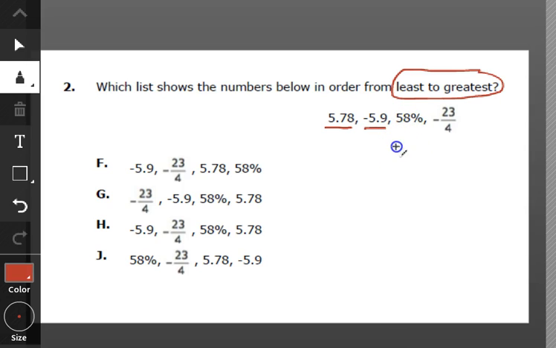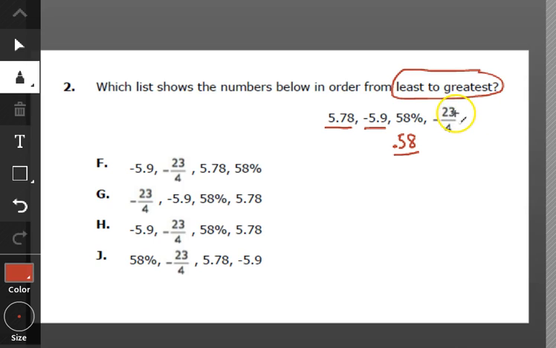58%, I want you to remember that we move the decimal place to the left to represent that as a decimal. And then the negative 23 over 4. You could go ahead and put that in your calculator if you'd like, or you could make it into a mixed number, and that would help too.